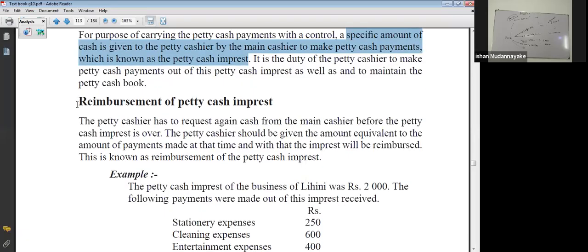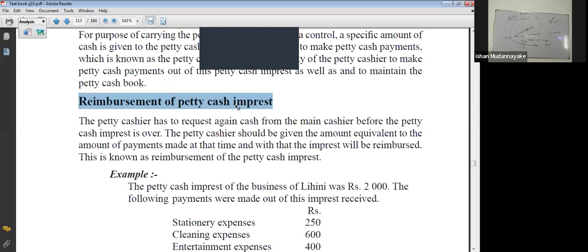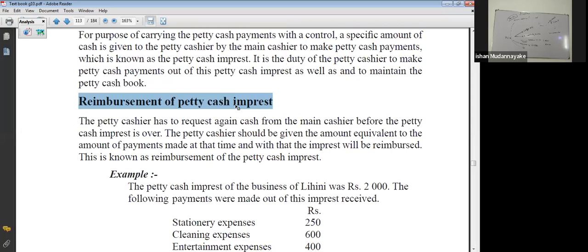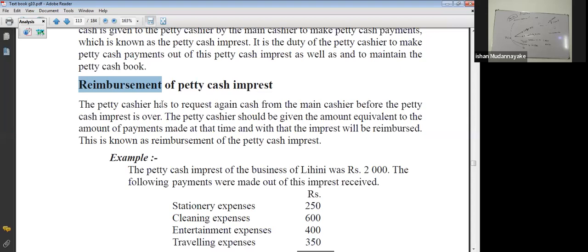Reimbursement of petty cash. Reimbursement means what? Actually, reimbursement is not a big term. It means repayment. No need to bother about this word. Students, reimbursement means repayment. The technical term for repayment is reimbursement.